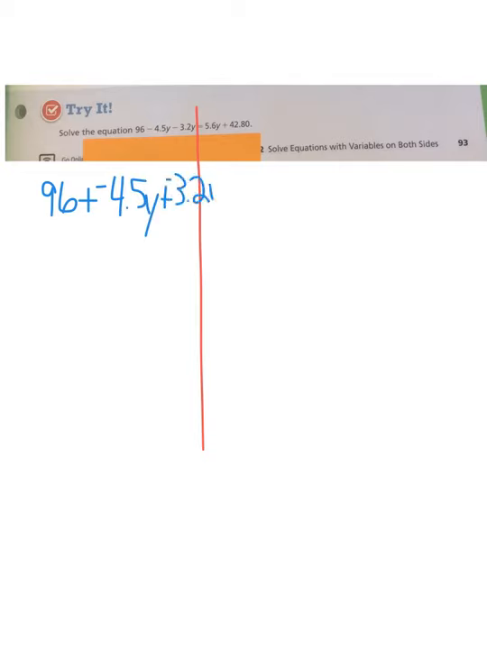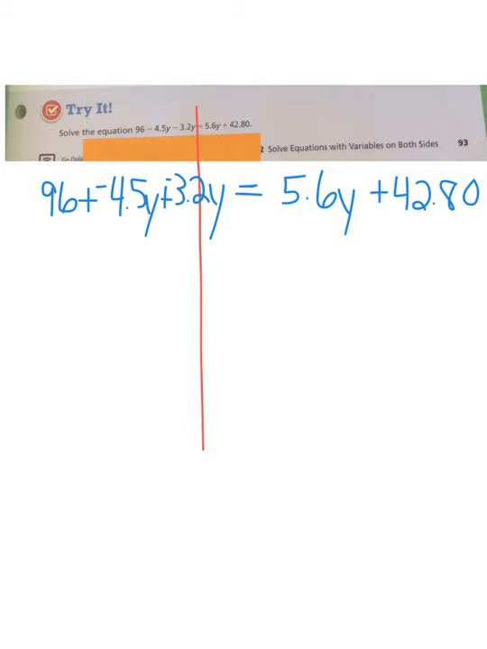So here we go. Draw a line down the equal sign. Let's go ahead and change all of our subtraction to addition. So I have really a 96 plus a negative 4.5y plus a negative 3.2y. Sorry, I kind of went over my line there. Equals 5.6y plus 42.8. I'll get things situated here back together so it's not over my line.